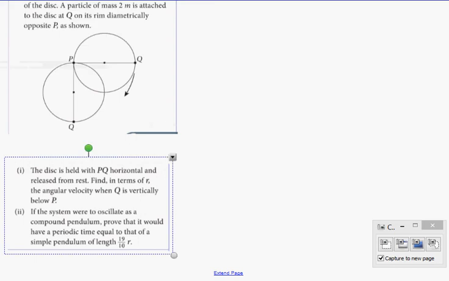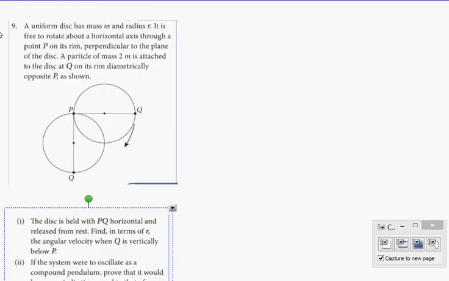Okay guys, exercise 14D, question 9 is what we're currently doing. A uniform disc has mass m and radius r. It is free to rotate about a horizontal axis through a point P on its rim, perpendicular to the plane of the disc. A particle of mass 2m is attached to the disc at Q on its rim diametrically opposite P. Diametrically opposite basically means it's the other side of the hoop, okay?